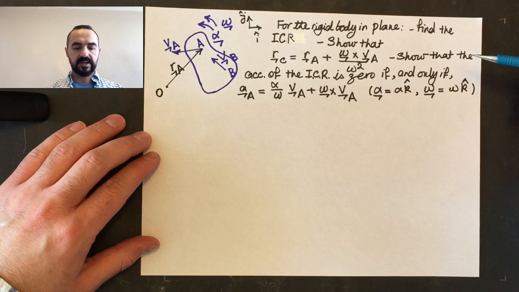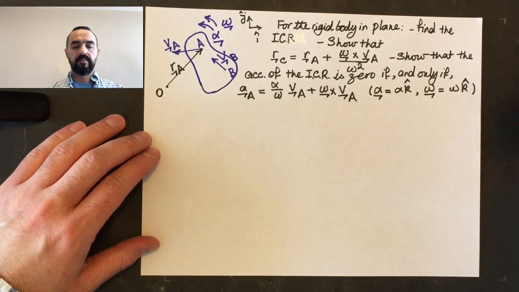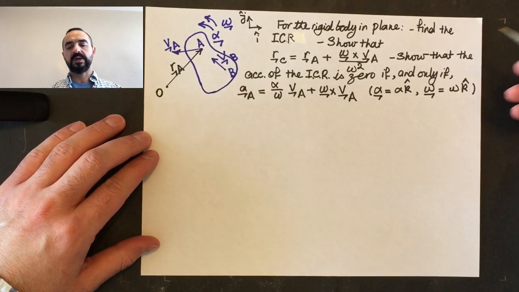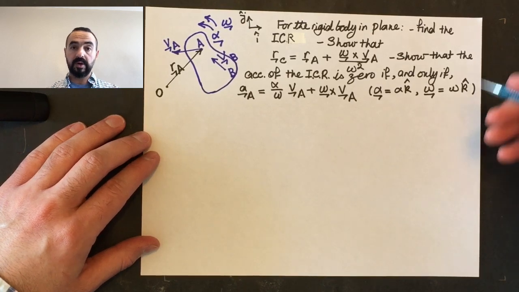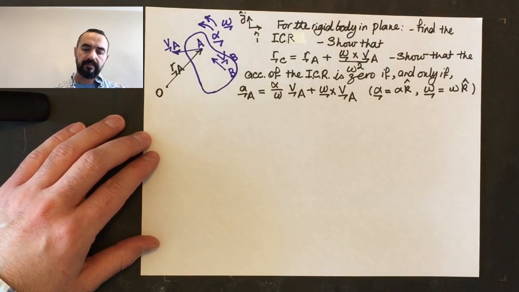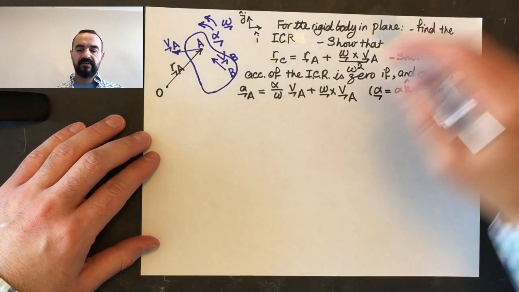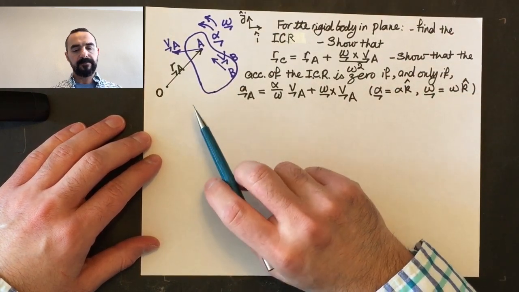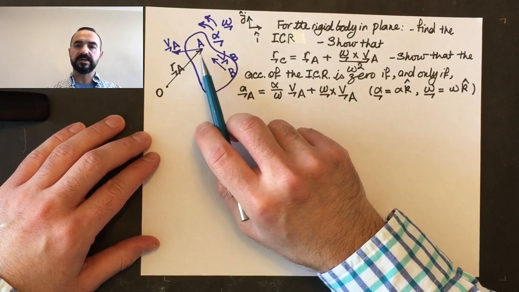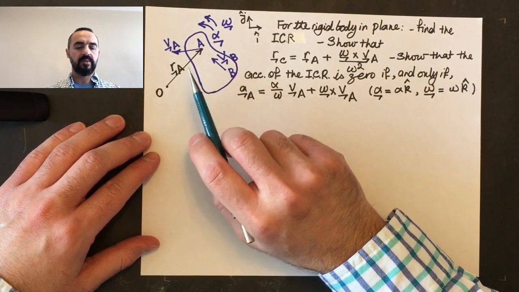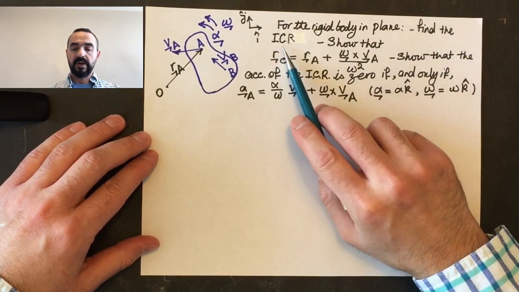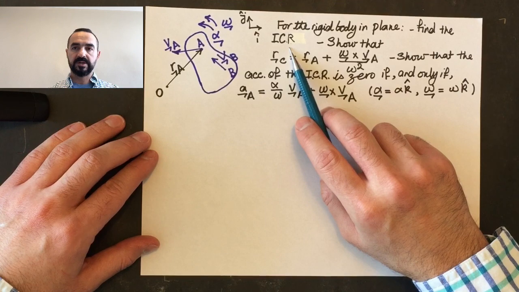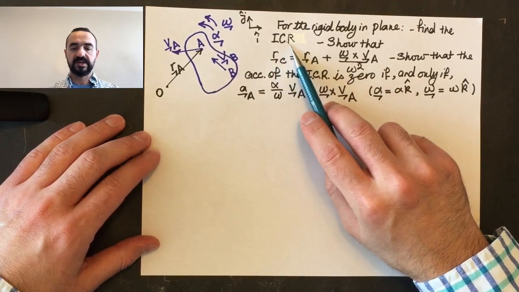Today I'm going to solve an example where I'm talking about instantaneous center of rotation particularly, but we're going to use all the equations we developed for rigid body in plane. So we have this rigid body, and we have the velocity vectors at 2 points, A and B, and we're being asked to determine or to find the instantaneous center of rotation. So this is instantaneous center of rotation.